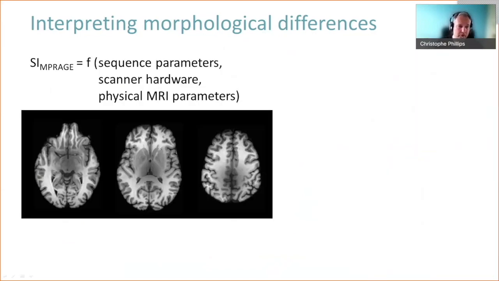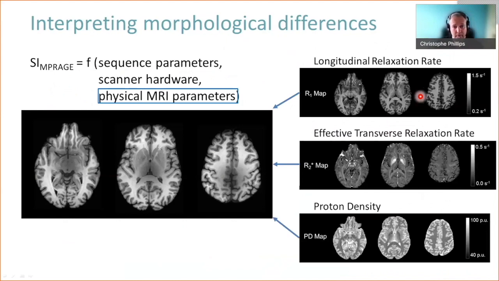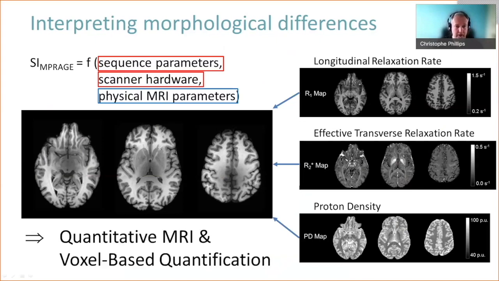And this is all due to the fact that, as Kathy explained early on, what we are observing obviously depends on the properties of the brain, like the relaxation rates of the various tissues, the proton density, and so on. But it also depends on external technical parameters, such as the scanner hardware and the acquisition parameters. And therefore, the interest of quantitative MRI is to focus on the tissue properties. And this calls for some methods called voxel-based quantification.